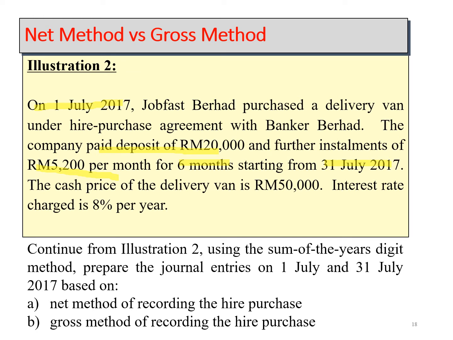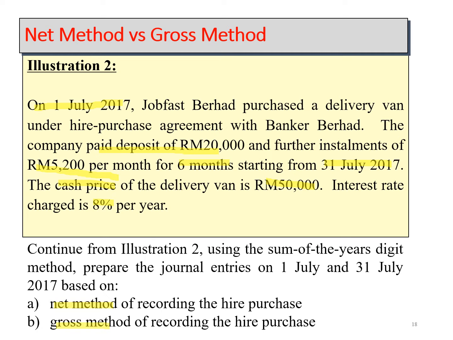So the cash price of the van is actually 50,000 and the interest rate is 8% per year. Continue from illustration 2 using the sum of the years digit method. Prepare the journal entries on 1st July and 31st July based on the net method and also the gross method.